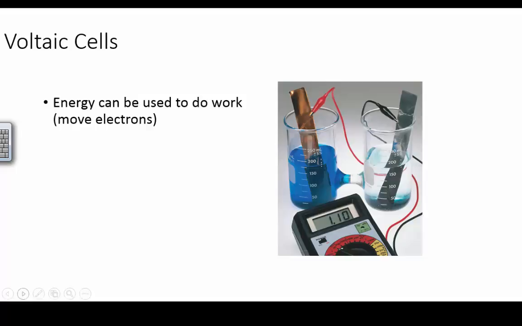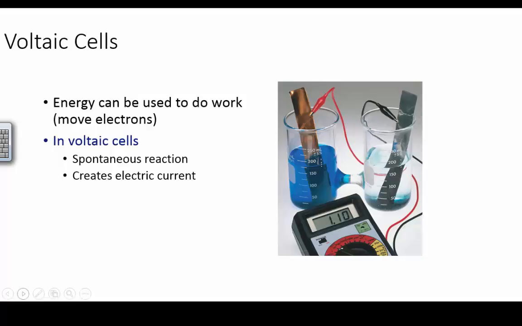This energy then can be used to do work, which is going to cause electrons to move, which is going to create an electric current. We can see in this picture that we have an electric current being produced. There's a voltage being read. So in our voltaic cell, we have a spontaneous chemical reaction, and that spontaneous chemical reaction is going to produce electricity.